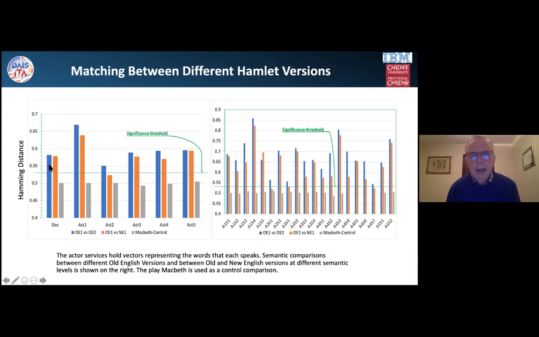What you can see is that above our 0.47 threshold, at the whole play level, we're above the threshold for the Old English compared with the other Old English and the Old and New English. The same thing occurs at Act 1. We have a bit of a problem in Act 2, but all the other acts are easily comparable. In the same way, we have Macbeth as a control, and you can see that Macbeth is completely different from Hamlet, and that's reflected at every level in the hierarchy. So we can do these comparisons to see that there are these differences.